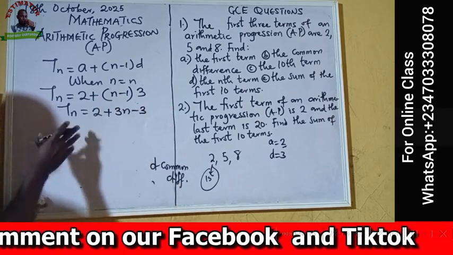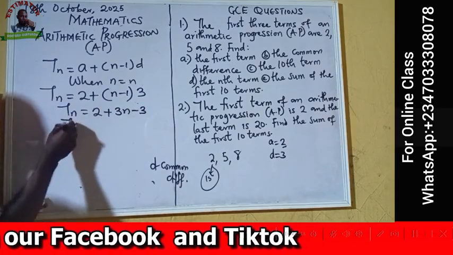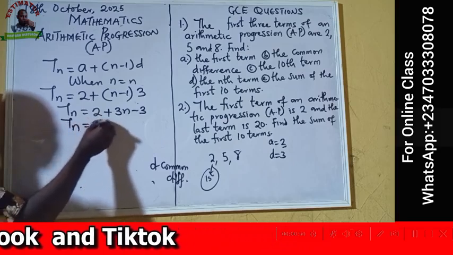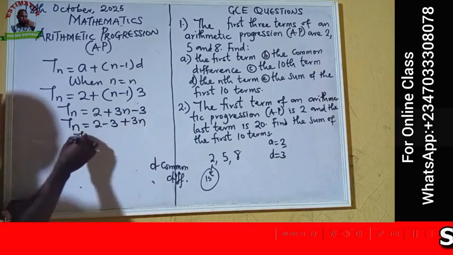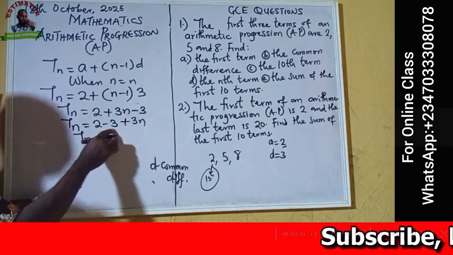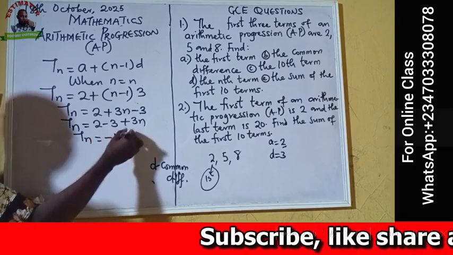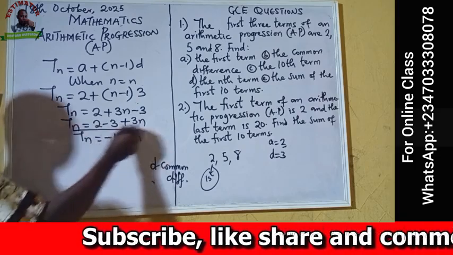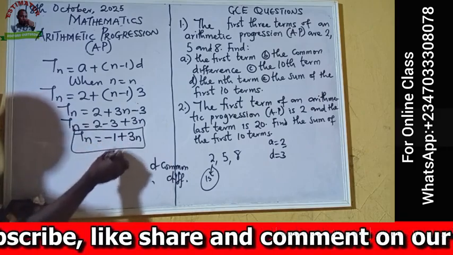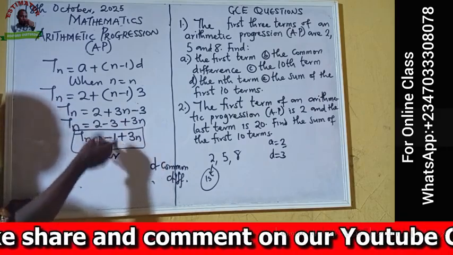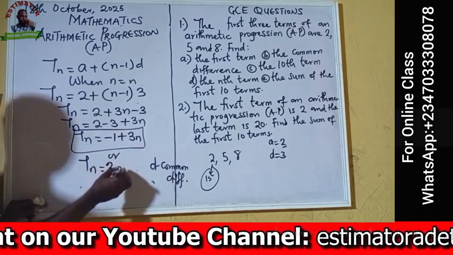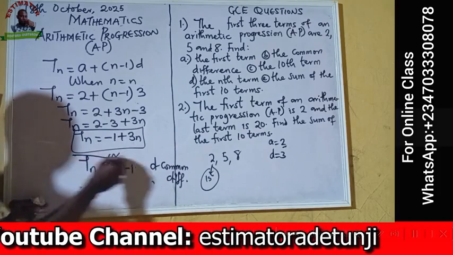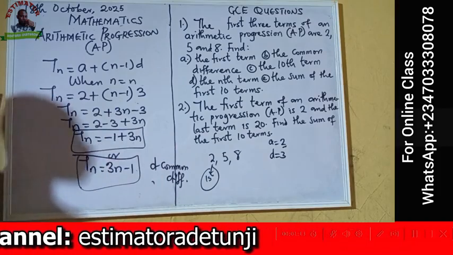We can see that, right? So collect your like terms. Tn equals 2 minus 3 plus 3n. Finally, 2 minus 3 is minus 1, right? Negative 1 plus 3n. That's it. Or we can also write it, maybe we position the negative sign to the middle. We can say Tn equals 3n minus 1. So either of these two is the answer.